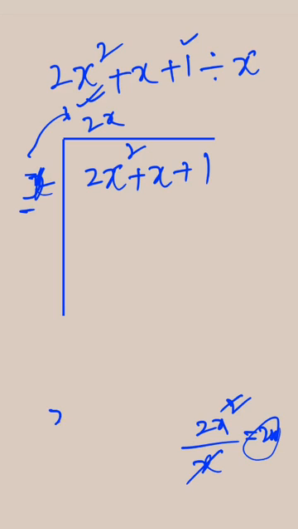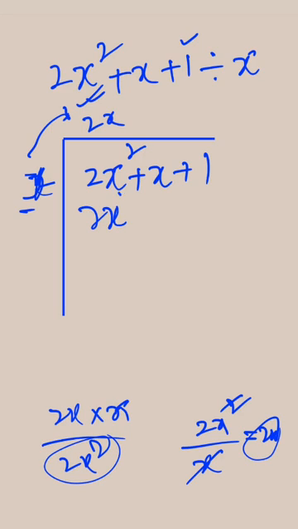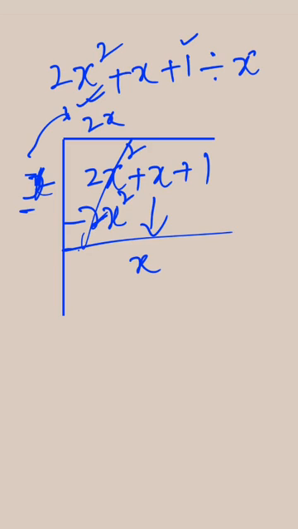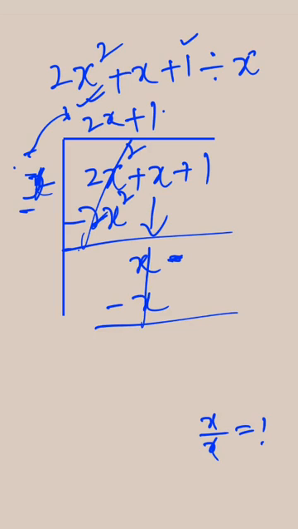Then 2x into x gives 2x square. Write this here, then subtract it. The sign will change to minus. So 2x square minus 2x square cancels, and bring down one more term, that is x. Now for this x, again we do the same thing: x by x equals 1. Write this 1 here, plus 1. Then 1 into x is x, write it here and subtract. These two cancel. Again bring down the other term, 1.